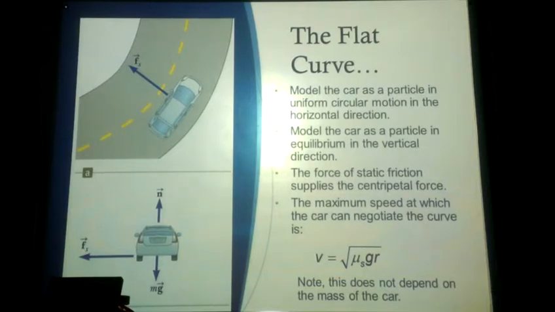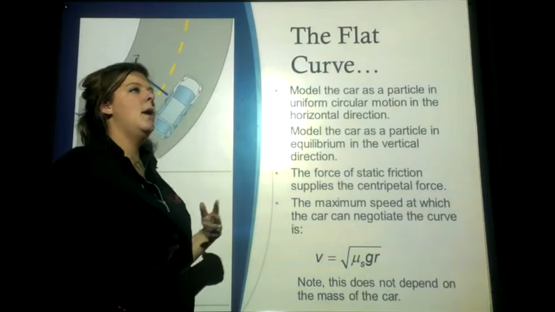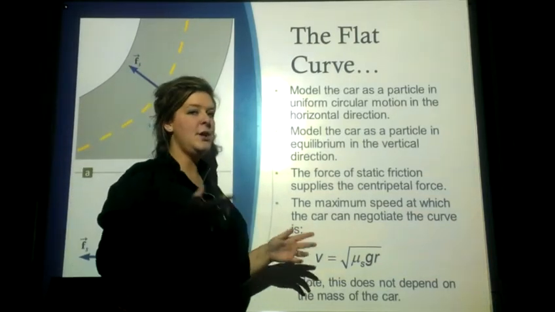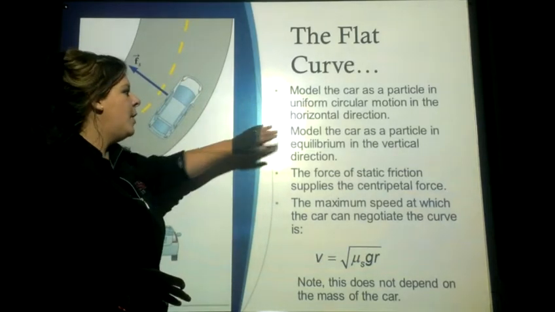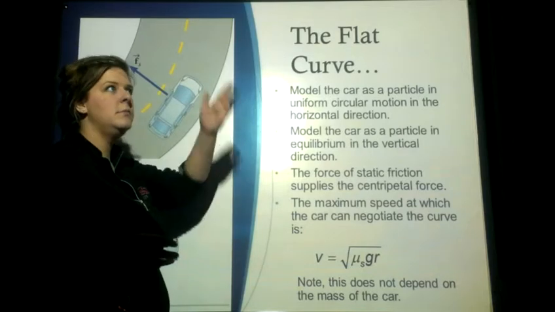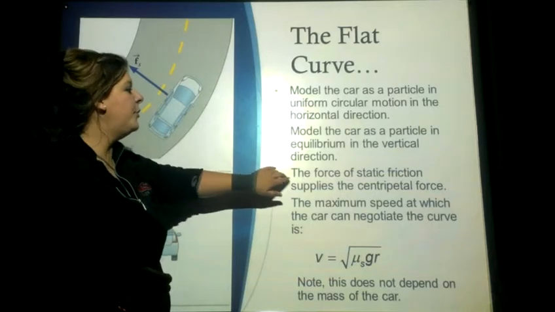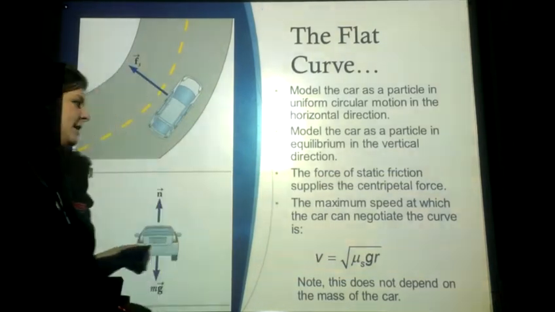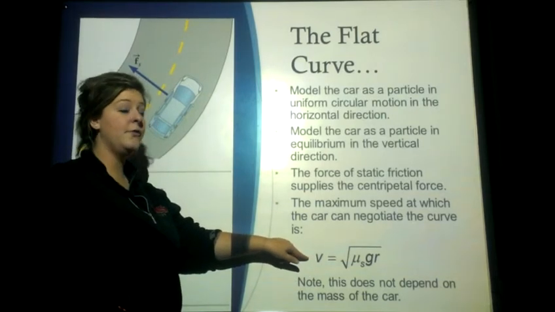Okay, so my goal is to figure out, I gave you this equation already, but let's prove how I got this equation. So on a flat curve, what we're going to do is model the particle in uniform circular motion. So I'm thinking about the particle as moving with m v squared over r, and it's going to move in a horizontal direction. I model the particle in equilibrium in the y direction, so the sum of the forces will be equal to 0. And then I think about the centripetal force as being caused by the force of static friction. This is the maximum speed at which a car can negotiate or maneuver around a curve.